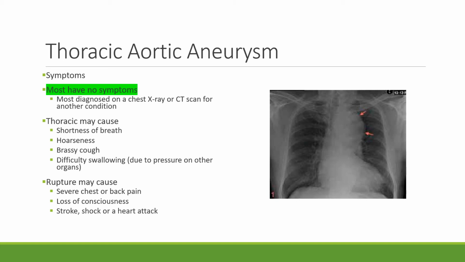Aneurysm rupture is the most serious complication. If rupture occurs, the patient can die from massive hemorrhage. When aortic aneurysms rupture, they can cause severe chest or back pain, and also can lead to loss of consciousness and even stroke, shock, or a heart attack.